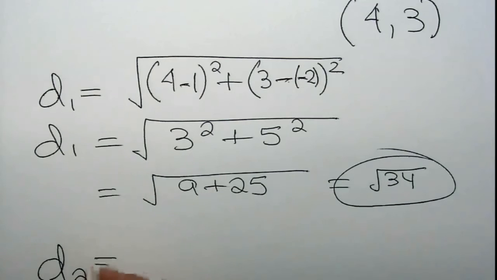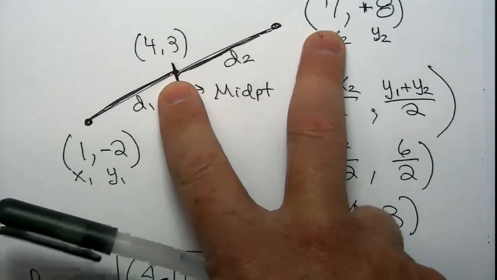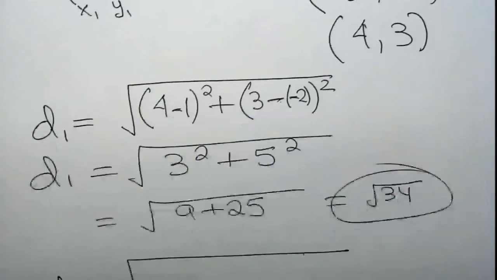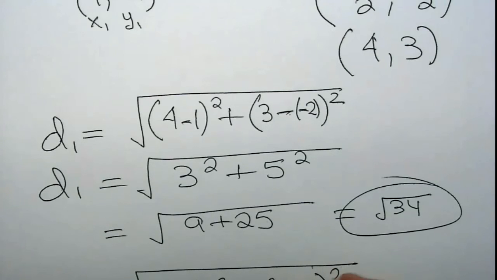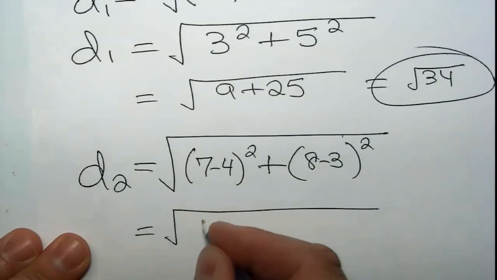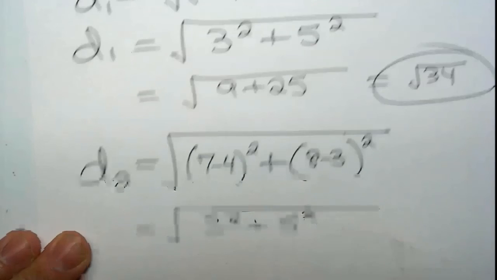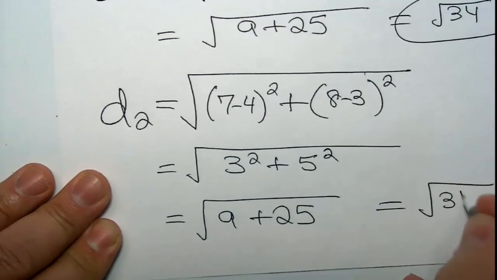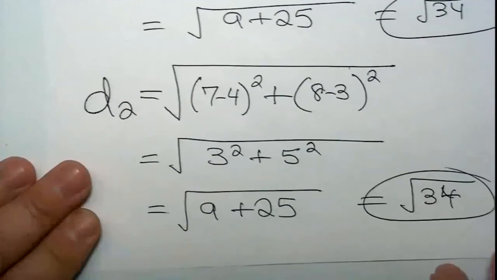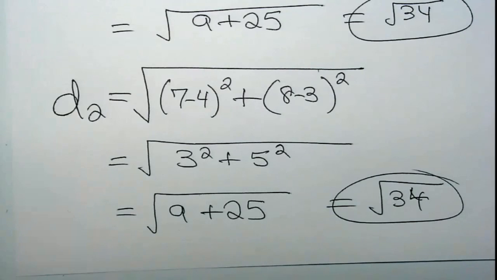What's D2? D2 is another square root. It's the distance formula. Let's do the difference of the x's. That's 7 minus 4. Let's do the difference of the y values. That would be 8 minus 3. Let's see what we got. 3 squared, 5 squared. Looks familiar to me. Square root of 34. We really did get the correct midpoint. And so the distance of the entire line segment from start to finish must be 2 times the square root of 34, because we have 2 of those segments.